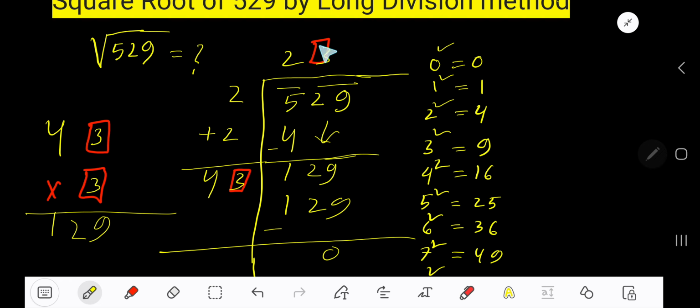To check your answer, look, you have placed here 3, the digit 3. So 3 must come under this divisor. 3 plus 3, 6, and 4. Look, the double of 23 is 46. So we can say that our answer 23 is correct. So the square root of 529 is 23.